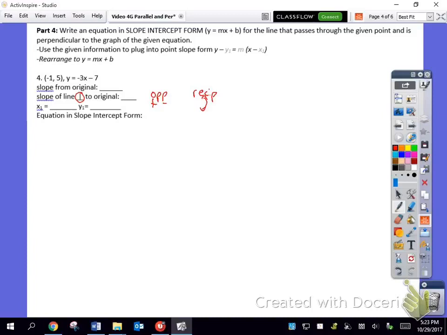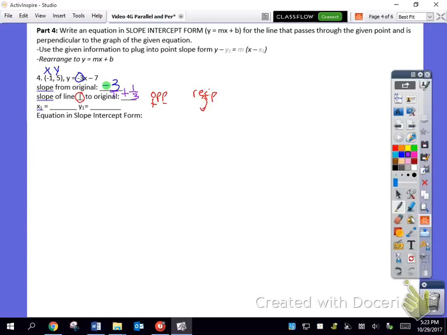Okay? So you've got your x and your y, and my slope is negative 3. So slope is negative 3. The perpendicular, the opposite of negative is a positive. So you're going to make this a positive, and then you've got to switch it, so it's 1 over 3.